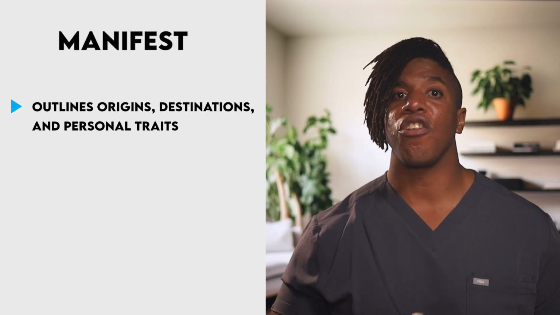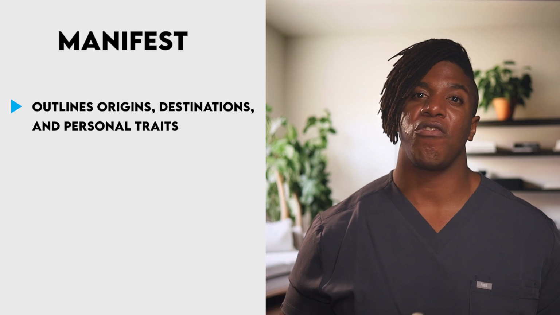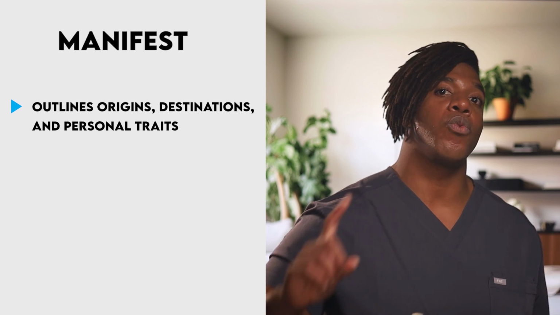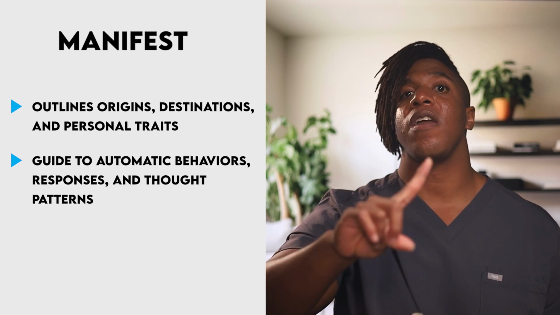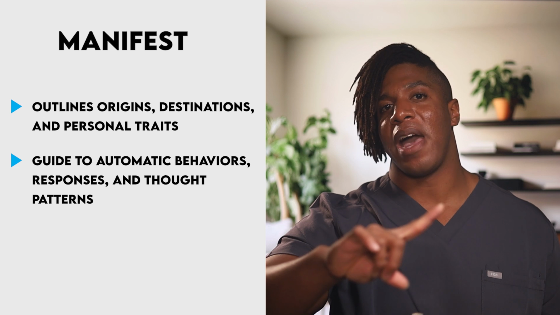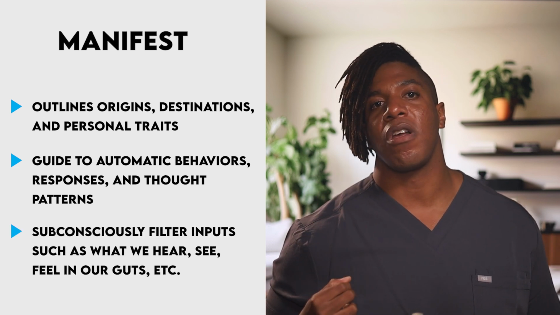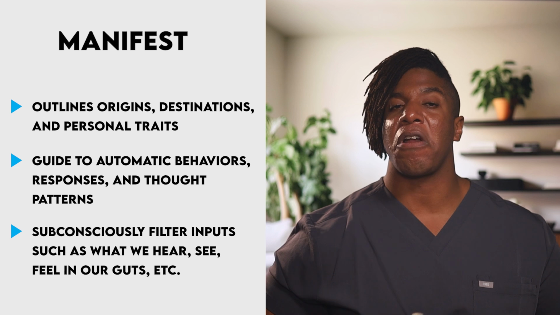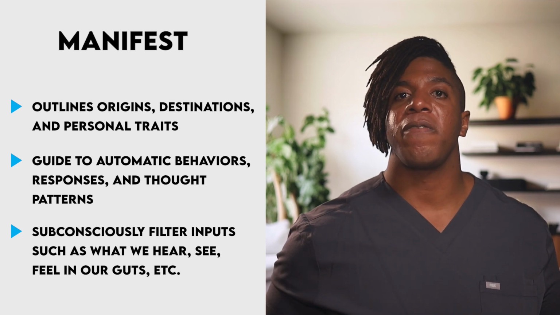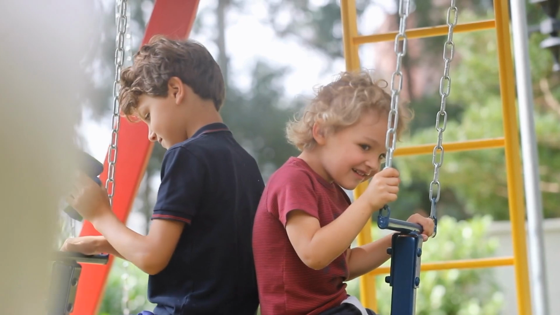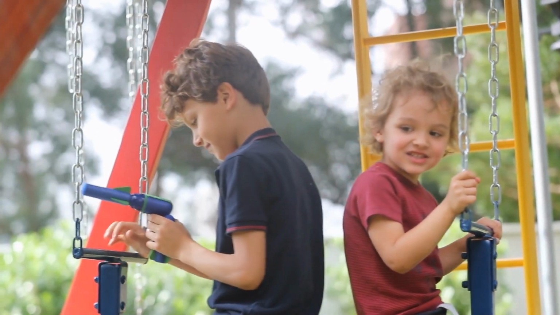These models are consciously created and then passed to the subconscious mind in order to act as models to 1, guide automatic behaviors, responses, and thought patterns, as well as 2, subconsciously filter inputs such as what we hear, see, feel in our guts, etc. And it filters these inputs in ways that reinforce the conscious mind's schema. Unfortunately, or fortunately, most of the mental models that we carry were formed in childhood based on childhood experiences.